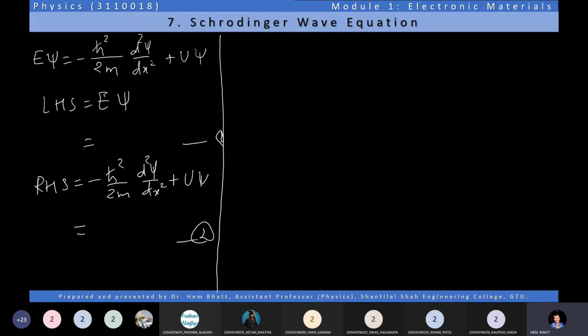Okay, so you have to find out the value of psi which satisfies this equation, means which satisfies the equality. Now we know that psi is a wave equation, and so it must include either cos or sin function.